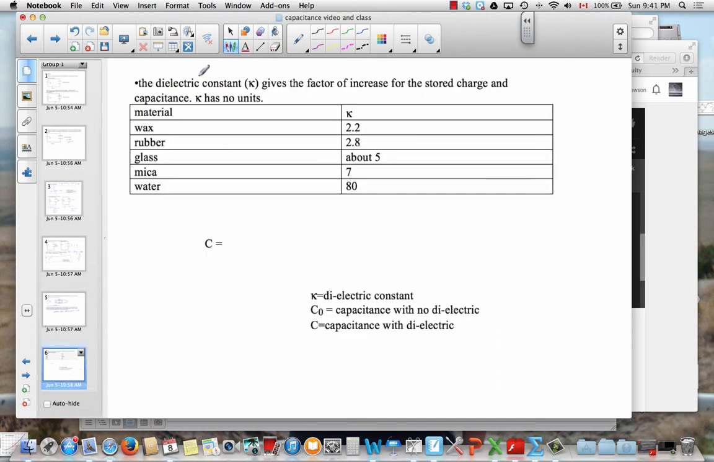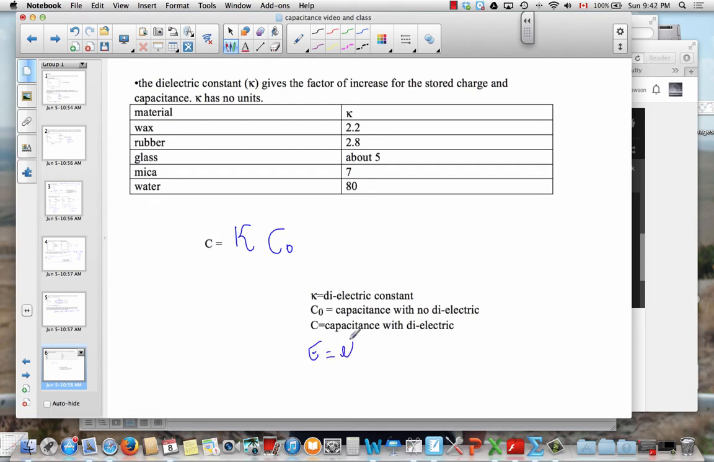Now this is represented by a dielectric constant, and this just is the factor of increase for the stored charge. So if you had a dielectric constant of about 5, that just means your capacitor can store 5 times more charge than it did before. So this is a Greek letter kappa, and it is a multiplicative factor of capacitance. So this is the capacitance when there's air, no dielectric. This is the capacitance with the dielectric. We could add one more thing here.